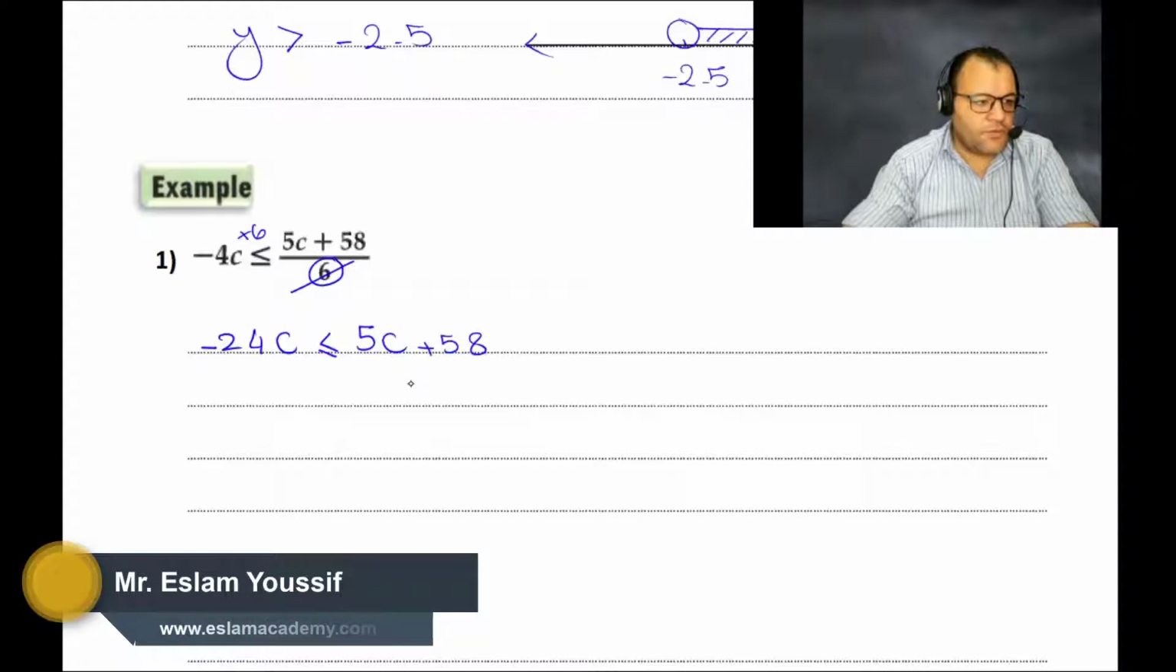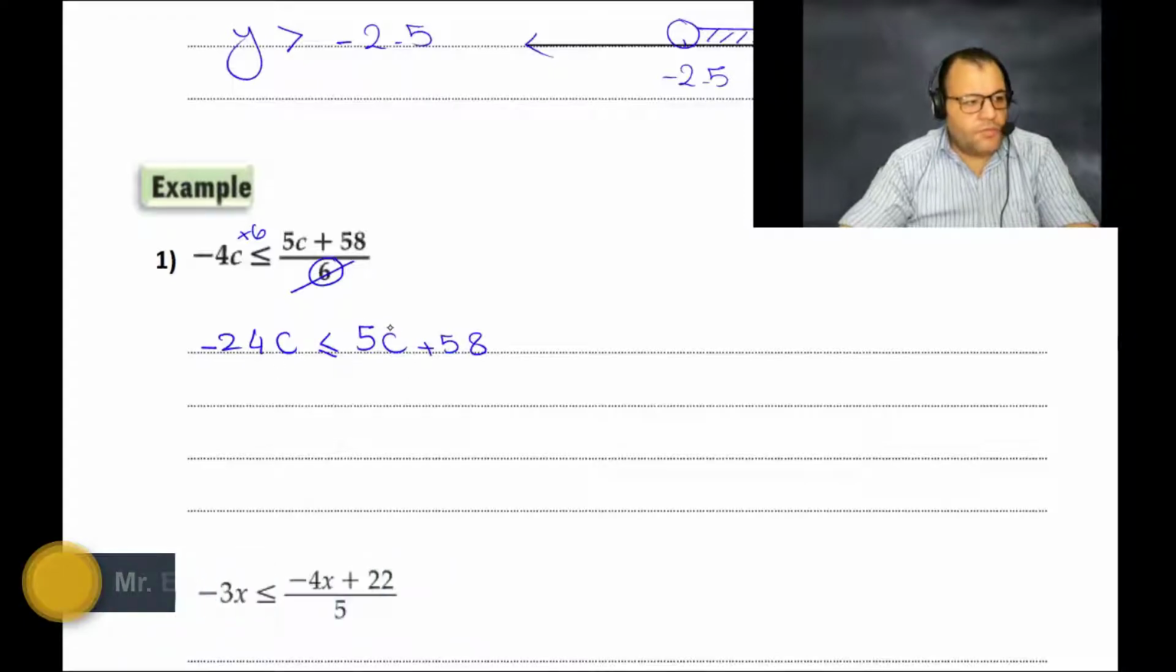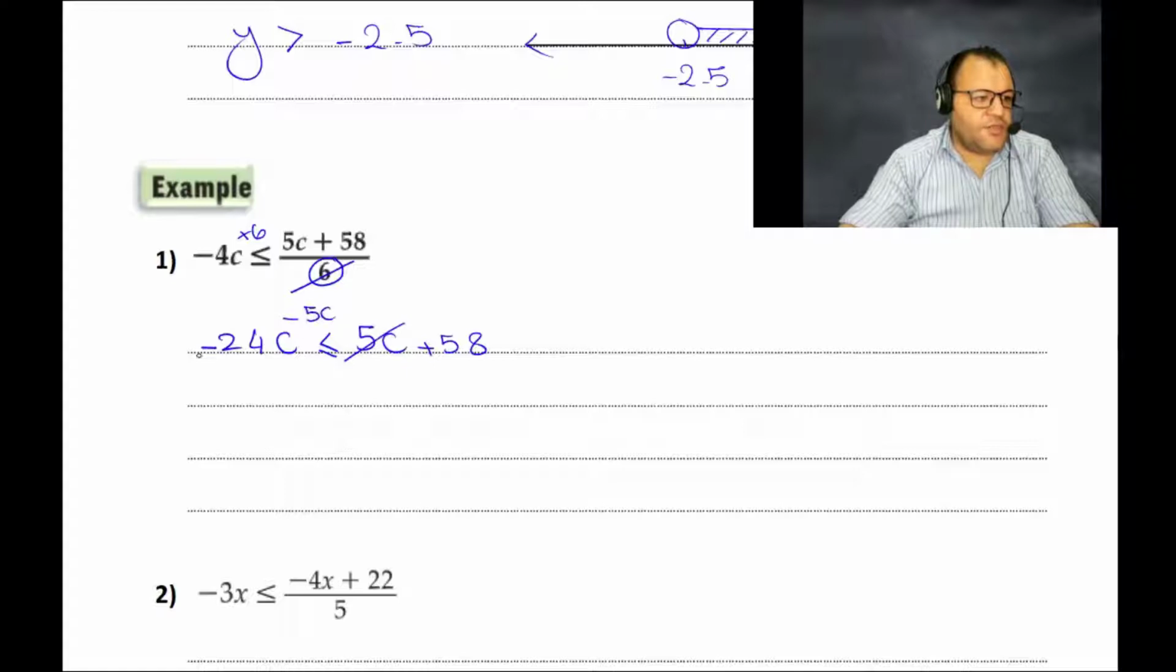Now we need to solve. Shift 5c to the other side by subtracting 5c. Then now we have negative 29c is smaller than or equal to 58. Then divide by negative 29, divide by negative 29.